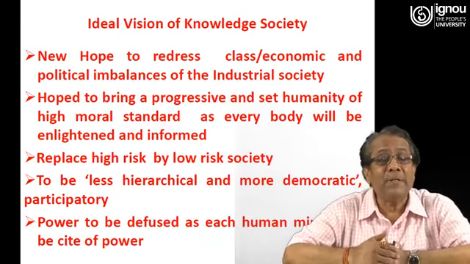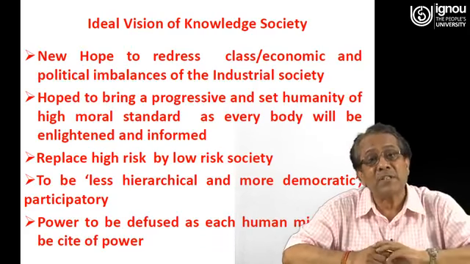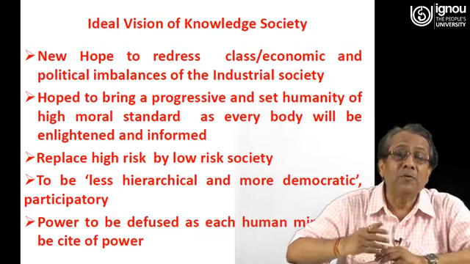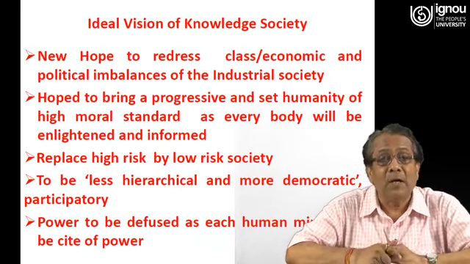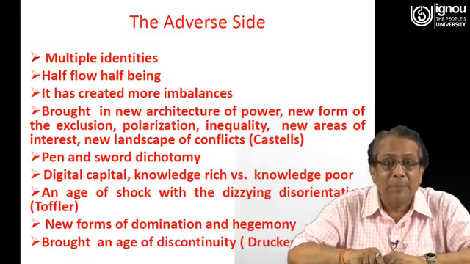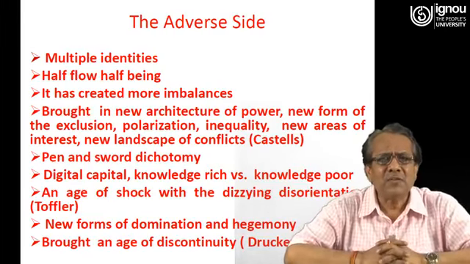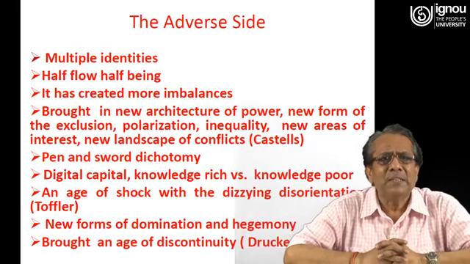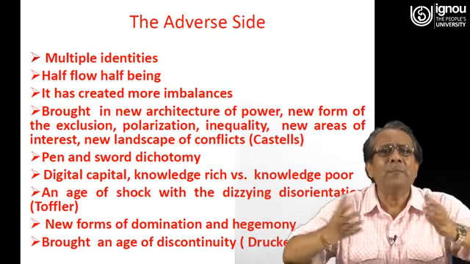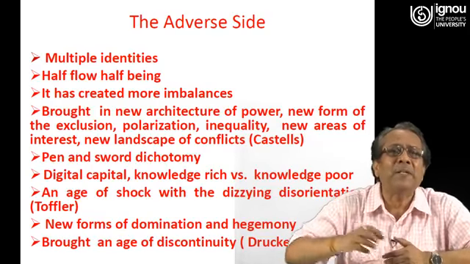And what will happen, since it will ignite the human mind, power will never remain concentrated in the hands of a limited few. Rather, it will transit from one place to another, because the site of power is the human mind. So, the adverse side, what is widely talked about, is that since it is having multiple identities, people will not be able to locate themselves in a particular location.